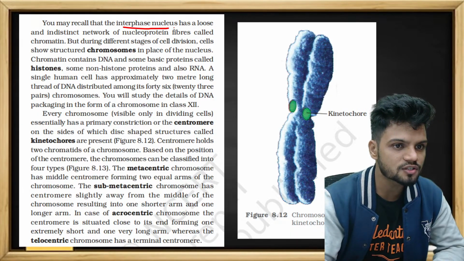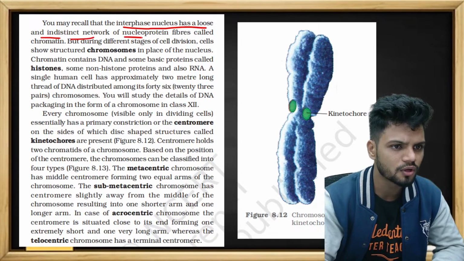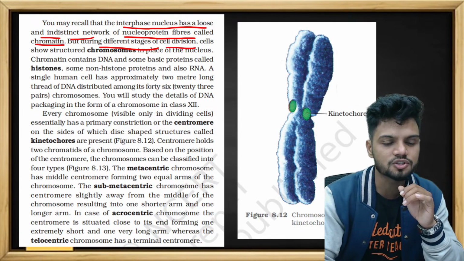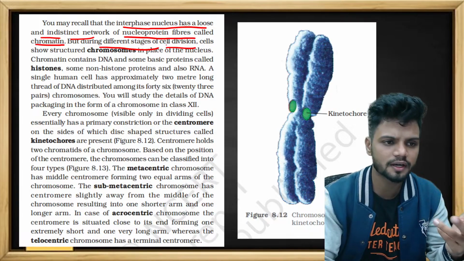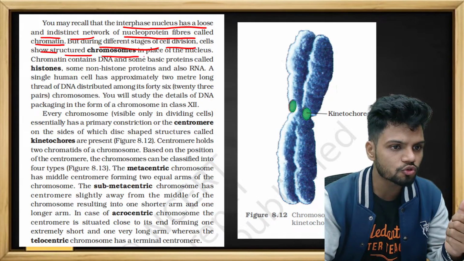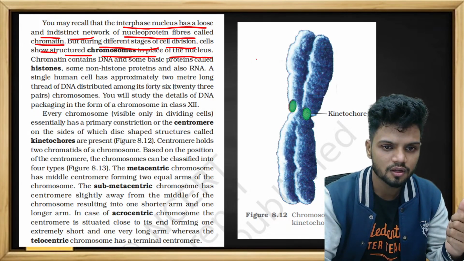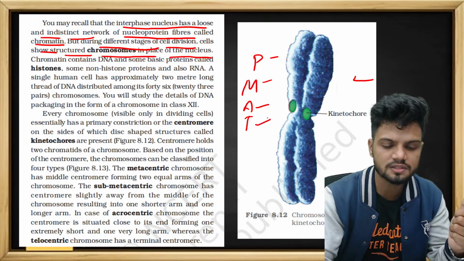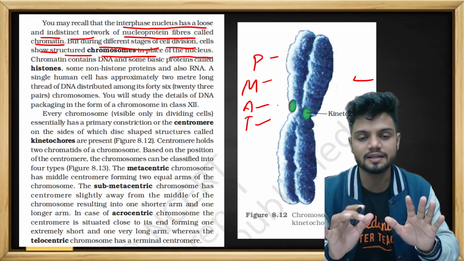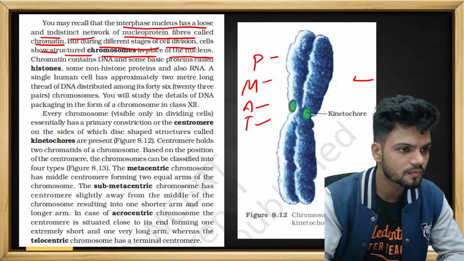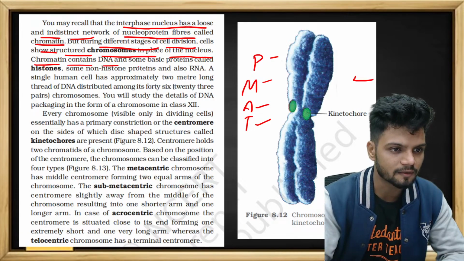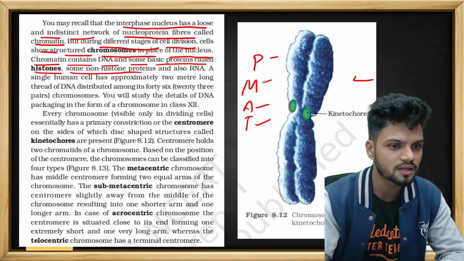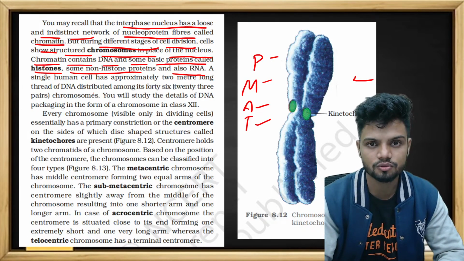You may recall that the interphase nucleus has a loose and indistinct network of nucleoprotein fibers called chromatin. But during different stages of cell division, prophase, metaphase, anaphase, telophase, we can see structured chromosomes in place of the nucleus. All of you remember, right? PMAT. In these phases we can see the chromosomes. Chromatin contains DNA, some basic proteins called histones, some non-histone proteins, and also RNA present inside the nucleus.